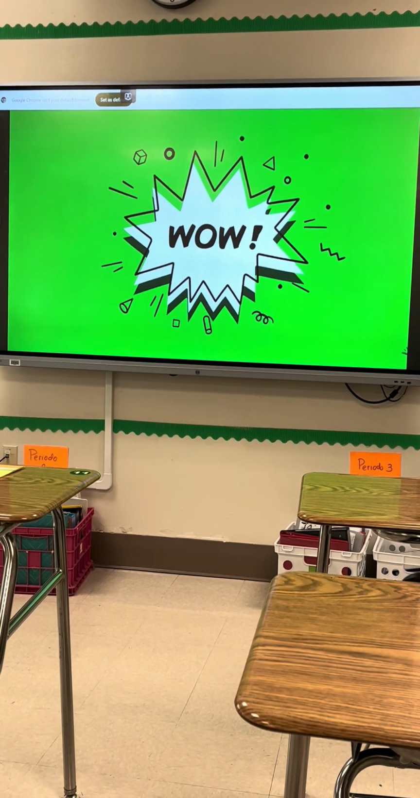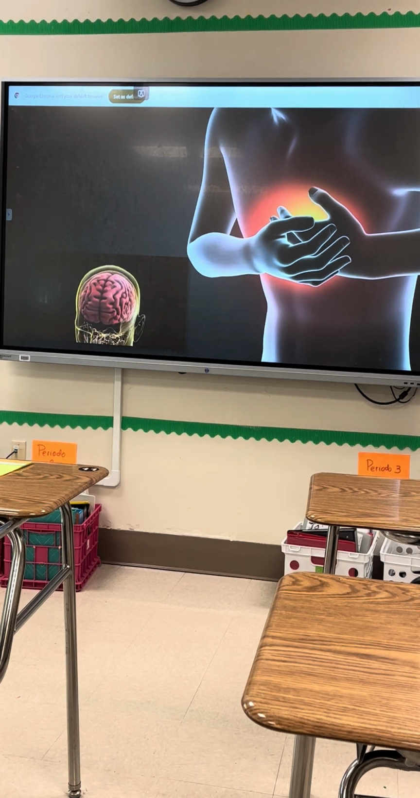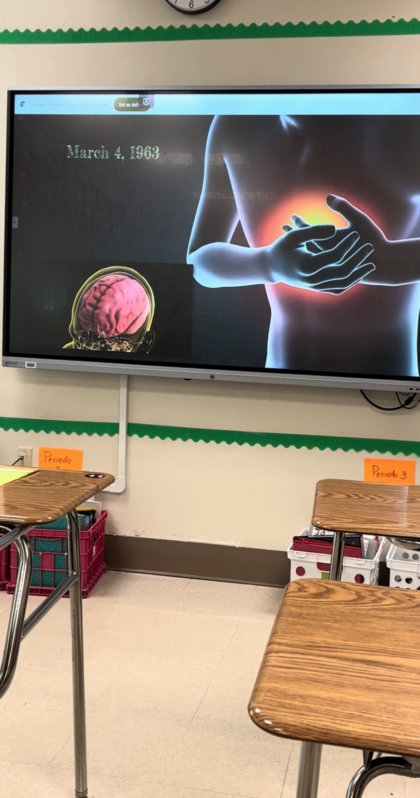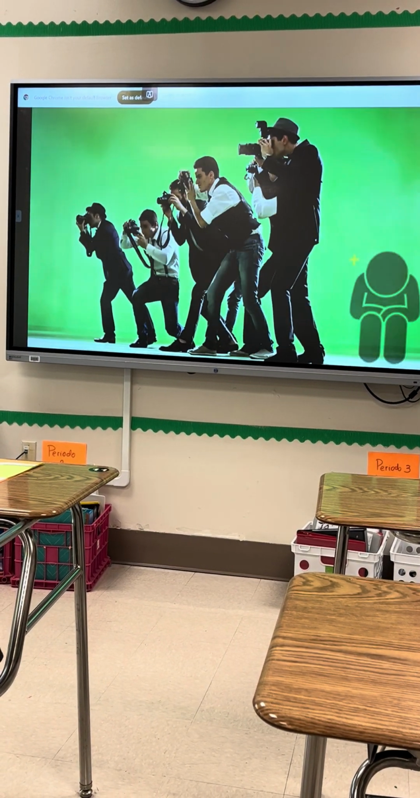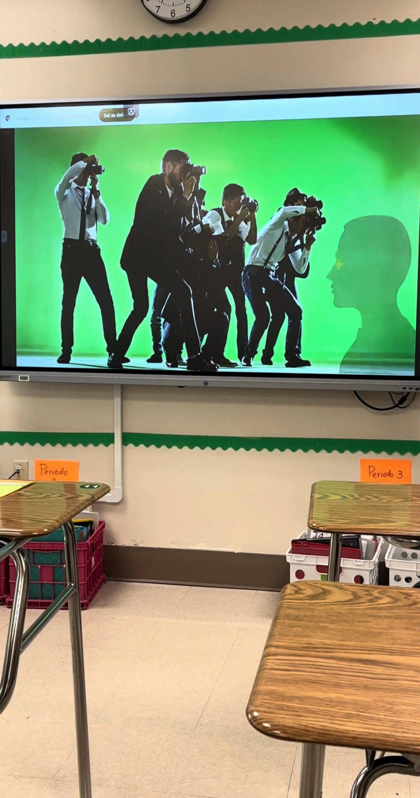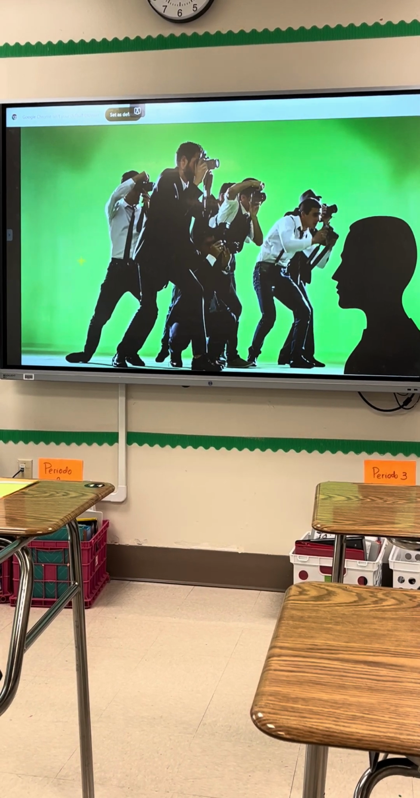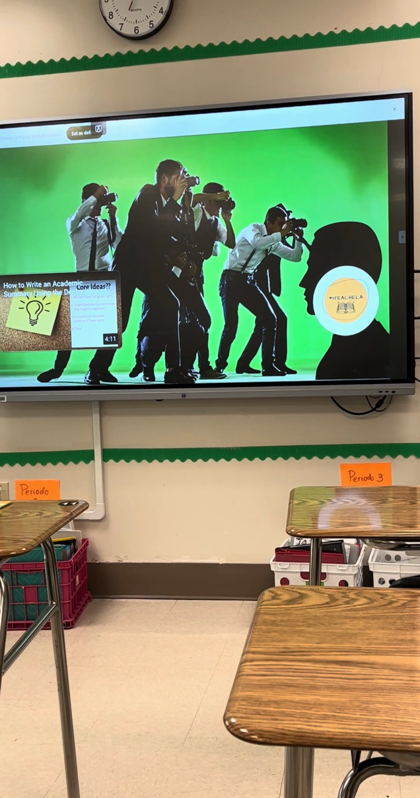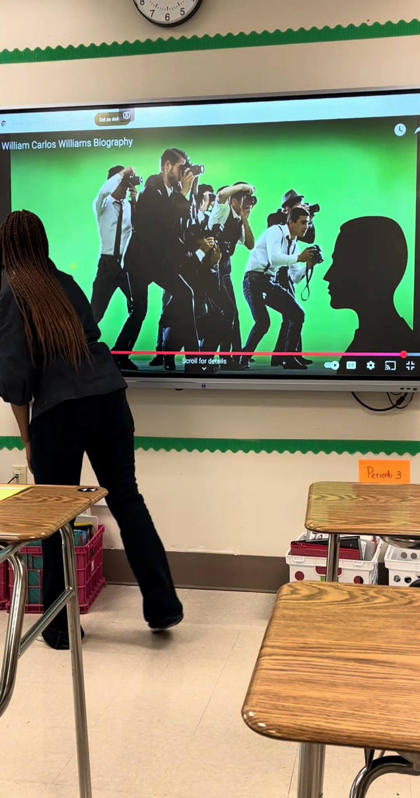Wow. Williams suffered a heart attack in 1948 and then a series of strokes. He died on March 4, 1963 at the age of 79. Though his career as a poet was initially overshadowed by other writers of his time, Williams still paved the way for his poetry. His writing style and ideals continue to influence poets and readers of poetry around the world. All right. Style and ideals.